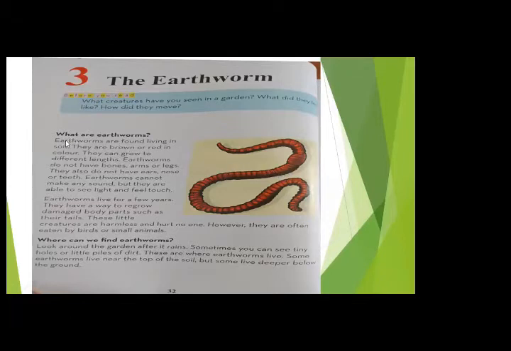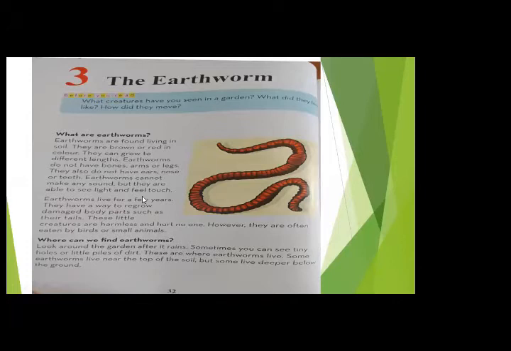Now put your fingers on your books and listen very carefully. Earthworms are found living in soil. They are brown or red in color. They can grow to different lengths. Earthworms do not have bones, arms, or legs. They also do not have ears, nose, or teeth. Earthworms cannot make any sound, but they are able to see light and feel touch.